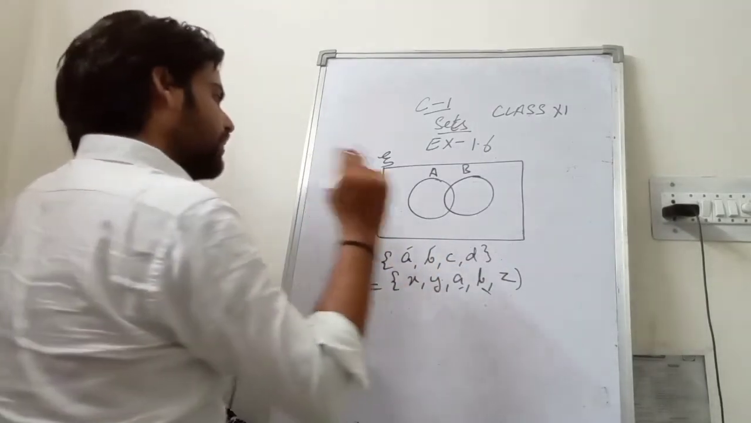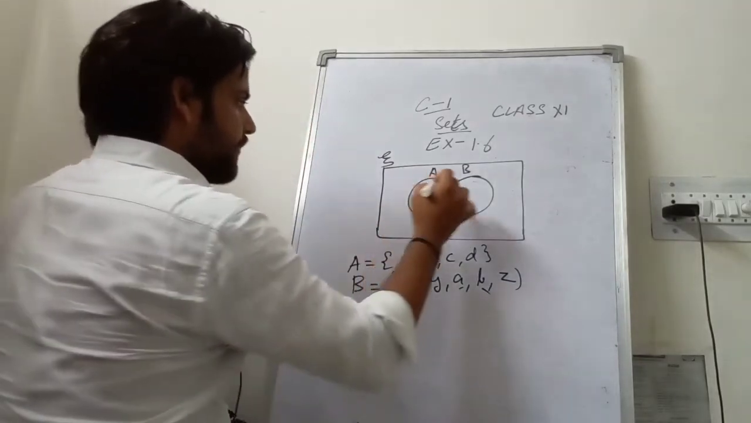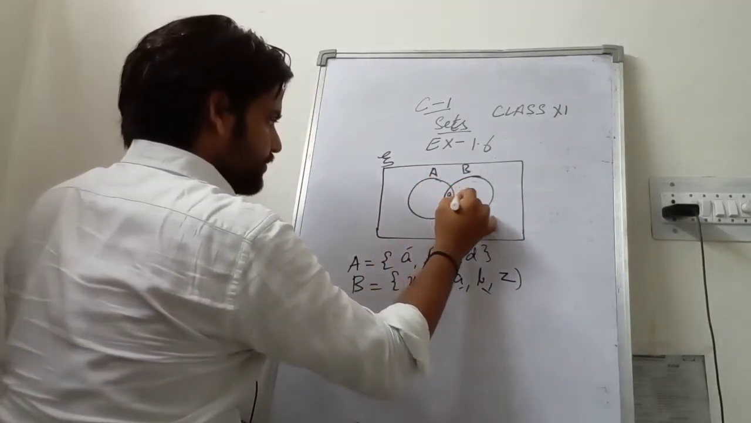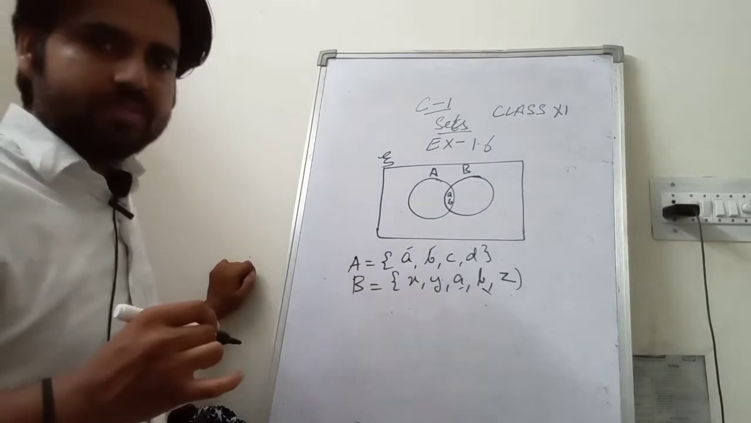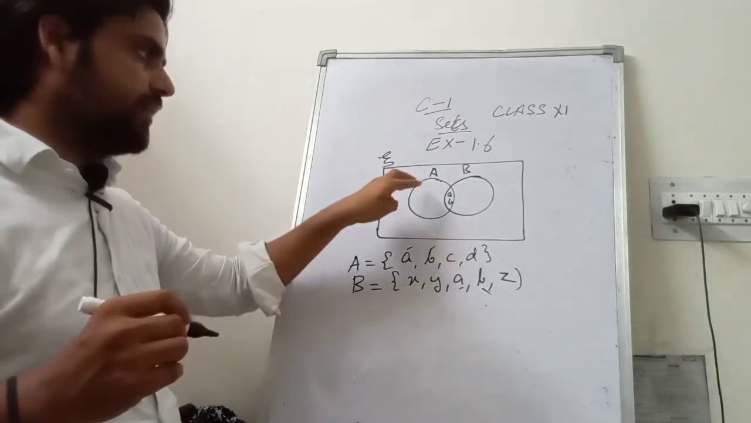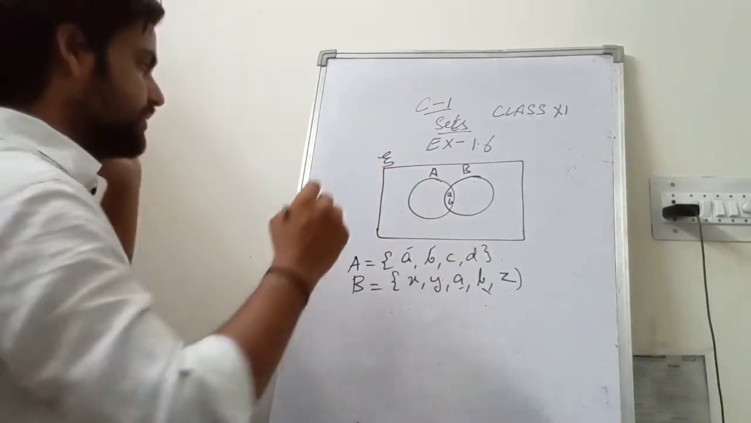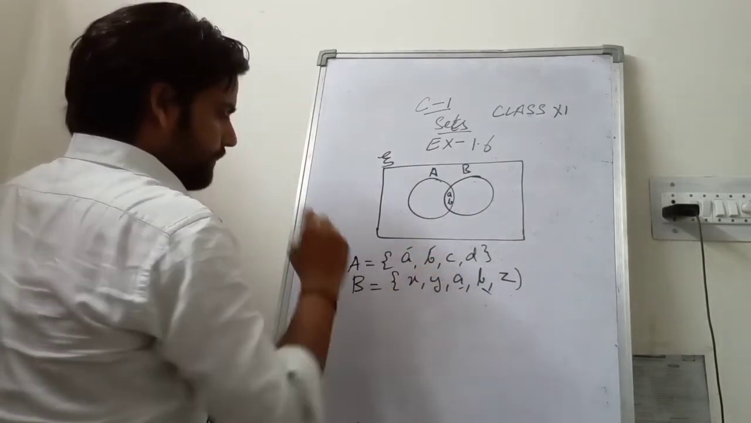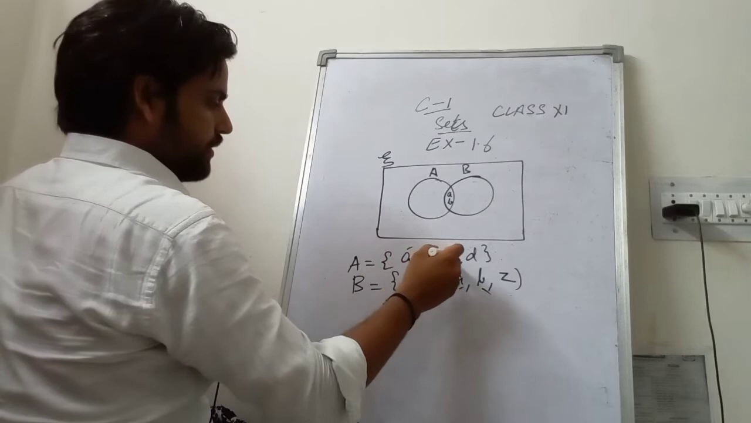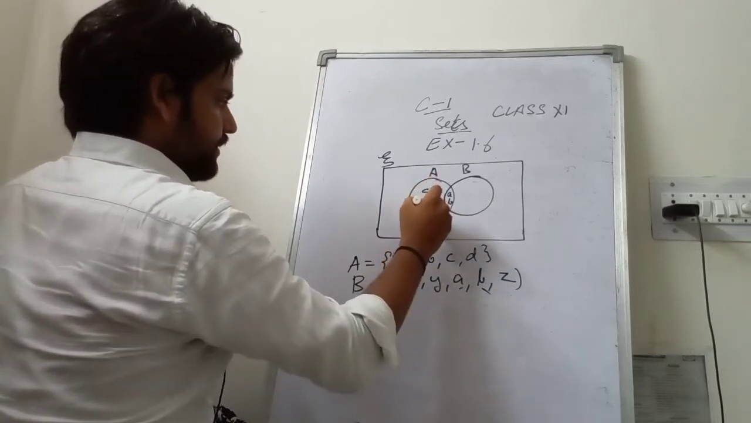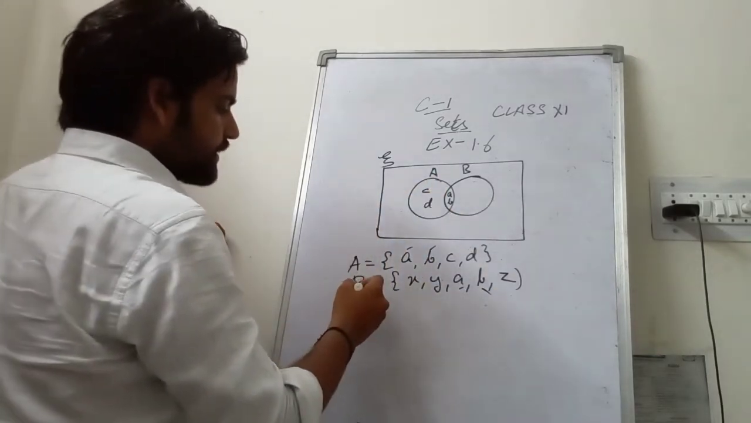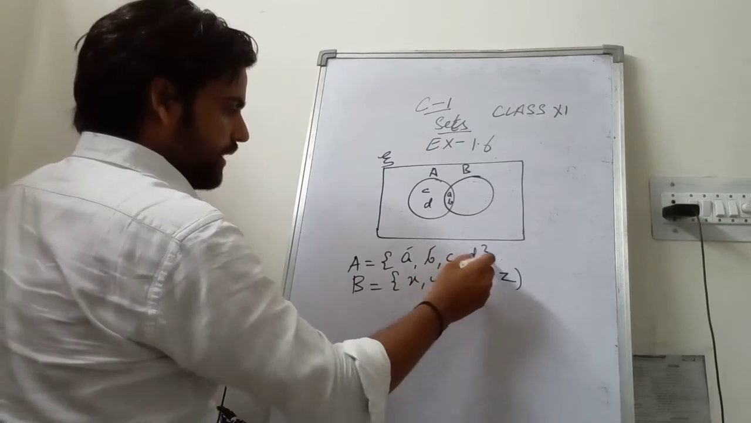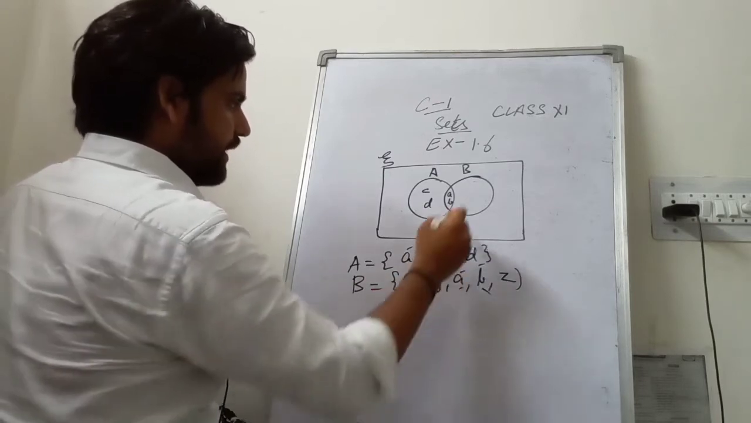Therefore, we are going to represent those common elements in this smaller region, which represents the area of A as well as B. Now whatever is left of A, we put it in A. Here a and b we have already included. Now c and d are here. Here a and b we have already taken, so what is left will be x, y, z.